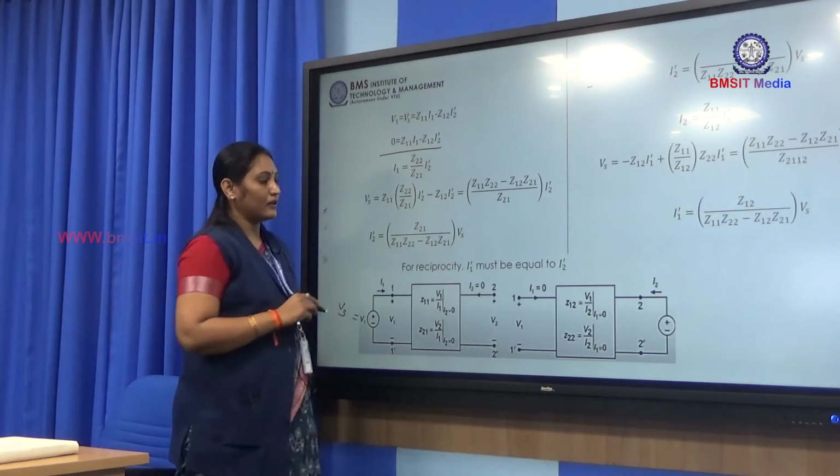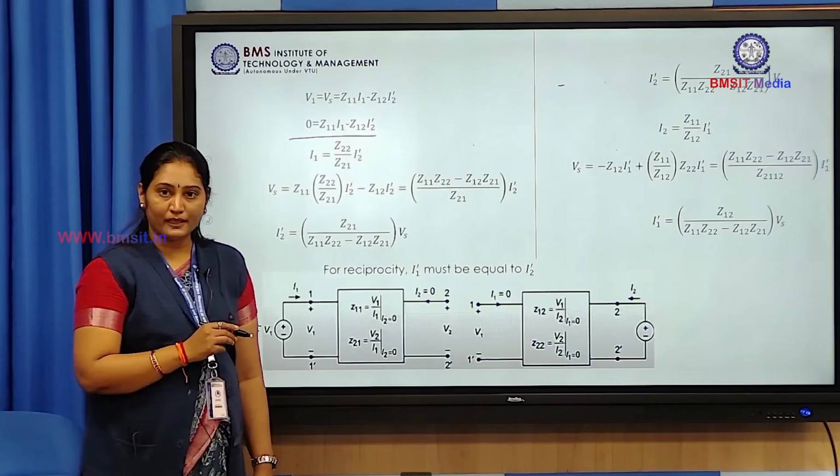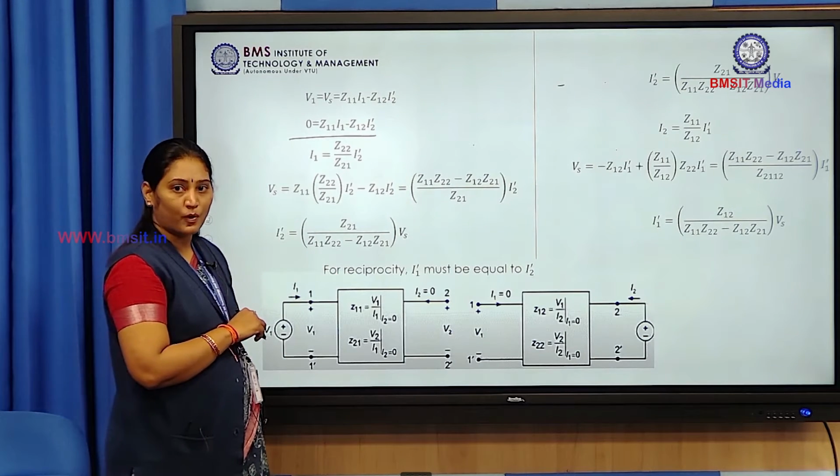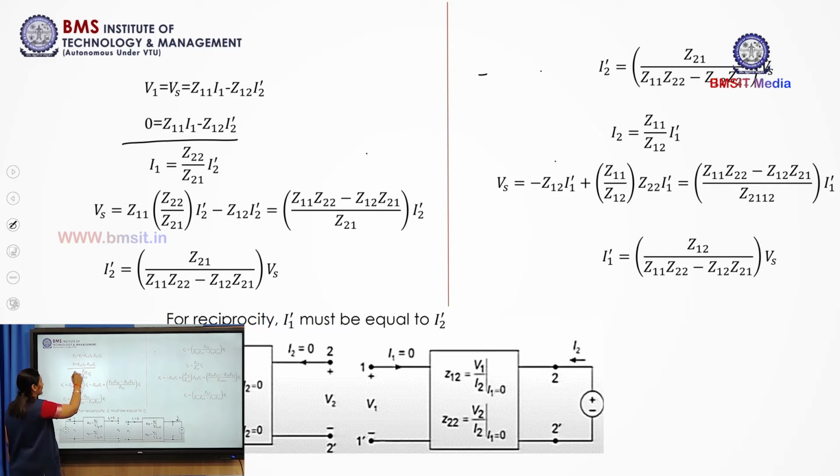Now, by making V2 equal to 0, that means by short circuiting the second port, we consider the equation as V2 equal to 0, that is, the port is short circuited. Then we rewrite the equation as 0 equal to Z21 I1 minus Z22 I2 dash. From that we get the I1 expression. What is the I1 expression? I1 equal to Z22 by Z21 into I2 dash.